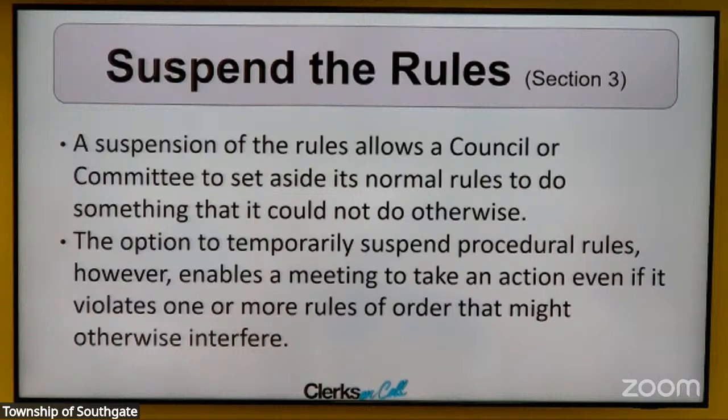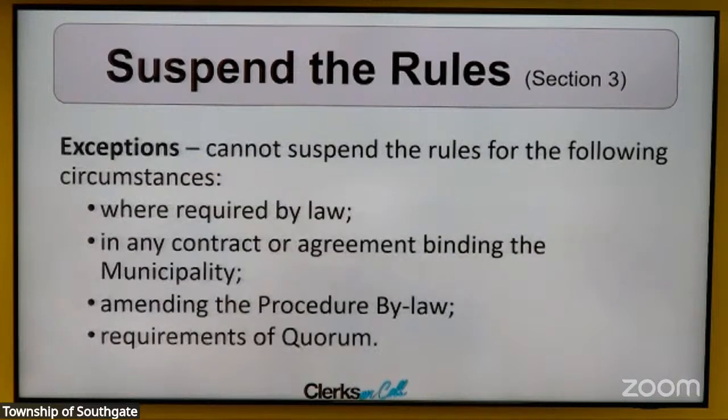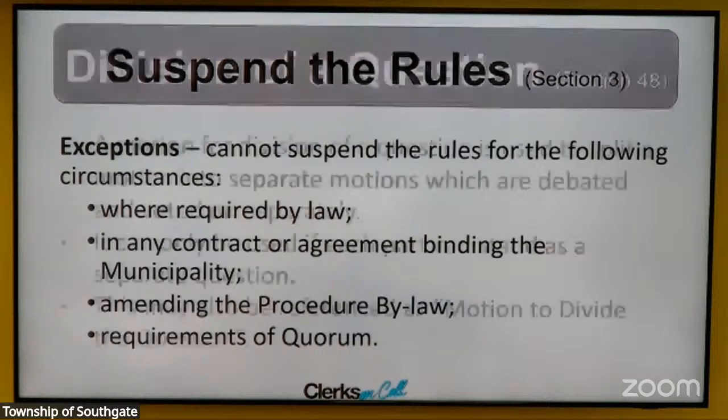And examples include changing the normal order of business, amending the agenda after its adoption, or extending the scheduled end of a meeting so members can finish dealing with an important item. And section 3 of your draft procedural bylaw does allow for rules to be temporarily suspended by a 2/3 vote, with the exception of the following: any statutory requirements with respect to council proceedings, contractual agreements binding the municipality, amending the procedural bylaw, and quorum requirements.